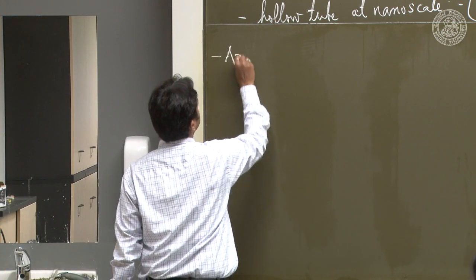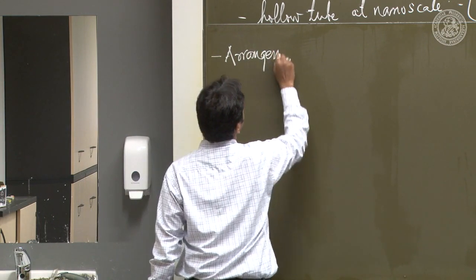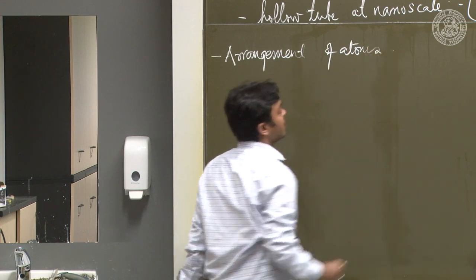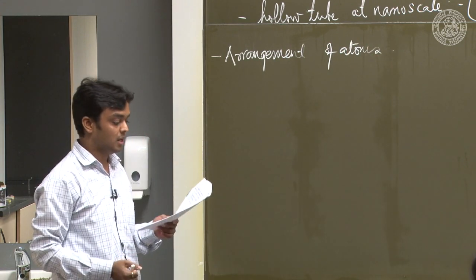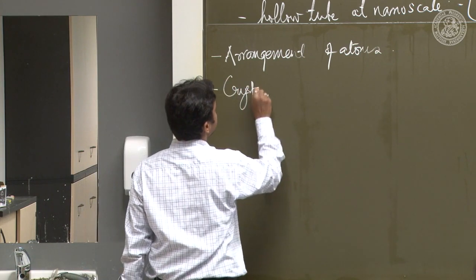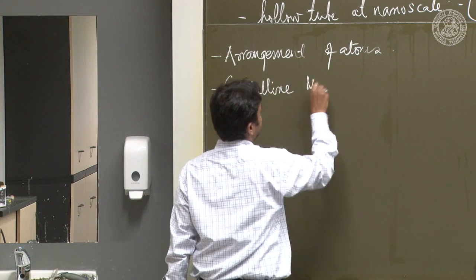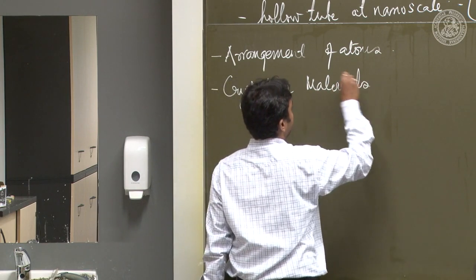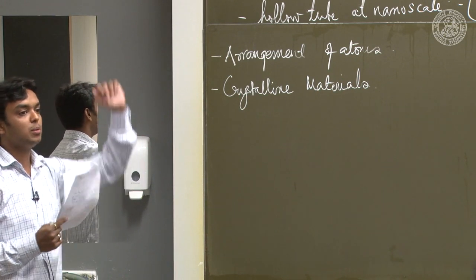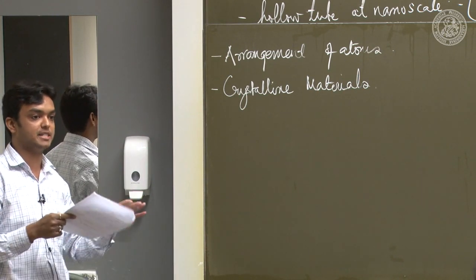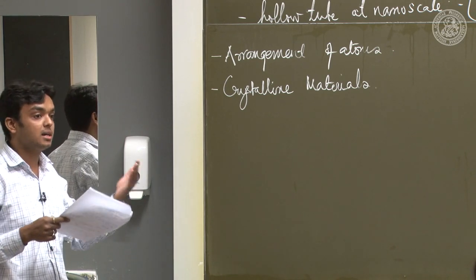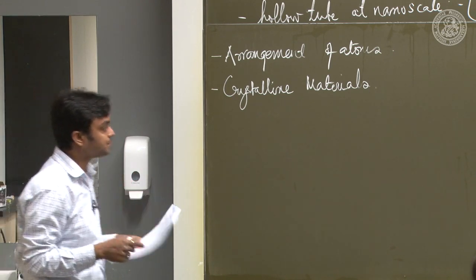So we need to look at the arrangement of atoms at the nanoscale level. So here I will focus on crystalline materials. What's so special about the crystalline materials is they have translational periodicity in them. What is that? I mean, they have a regular arrangement of atoms.